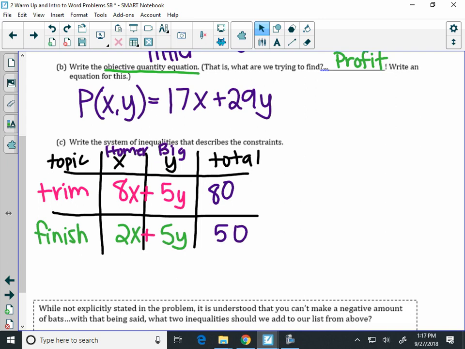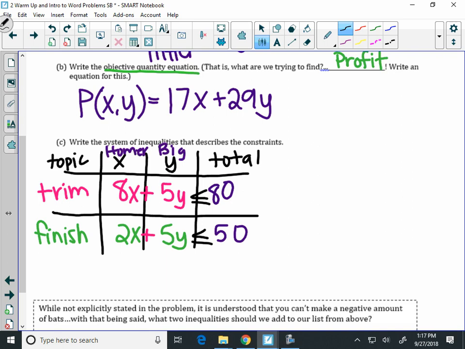So we need to put a symbol in there that tells us what we just talked about. I can be less than or equal to 80, but not bigger. What symbol would you put in there, do you think? Less than or equal to. These are going to be inequalities. Same thing with finishing. I can be under 50 hours to finish, or equal to 50, but I can't do more.